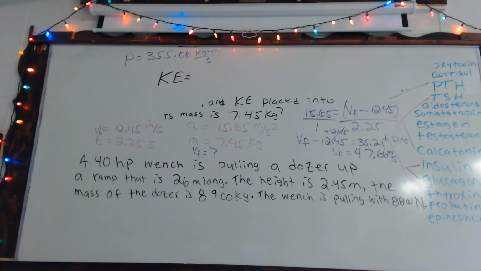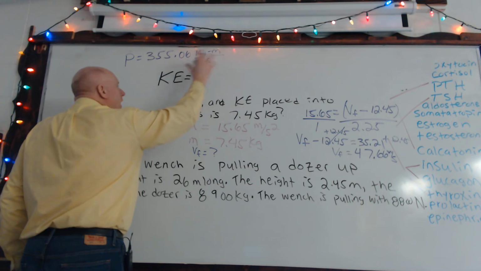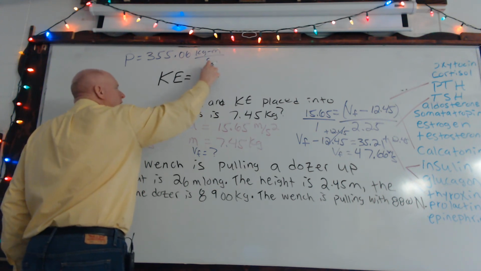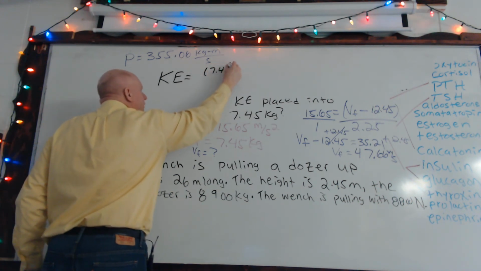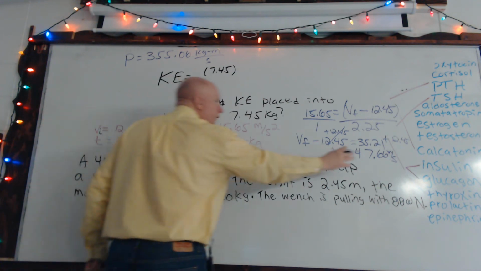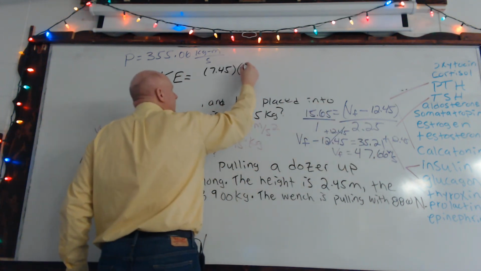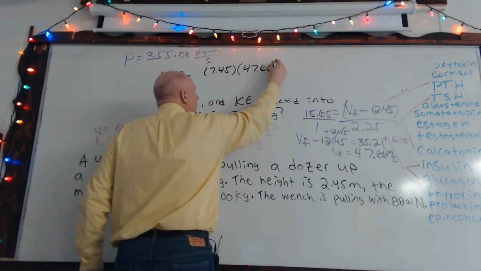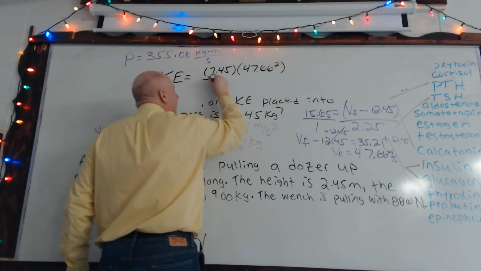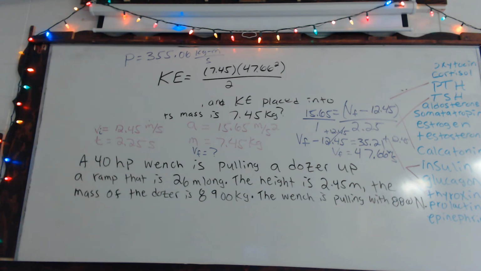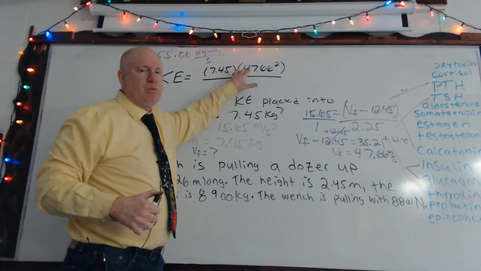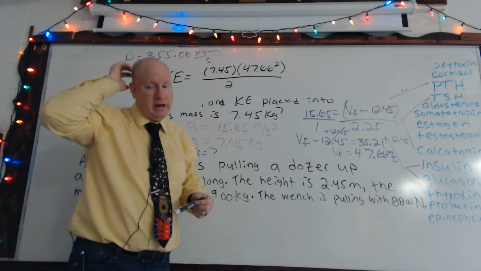So KE equals, I'm more of a person who likes the mass times the velocity squared on top. So we've got 7.45, there's the mass. We found the final velocity here at 47.66. And again, that's all over 2. That's human error: you may forget to square that. Or if we were given the kinetic energy in this case, maybe we would get it down to whatever that is squared, and you've got to take the square root of that. We did that today in class.